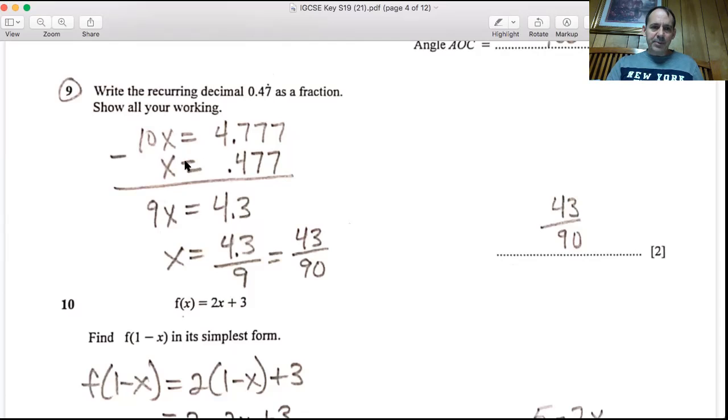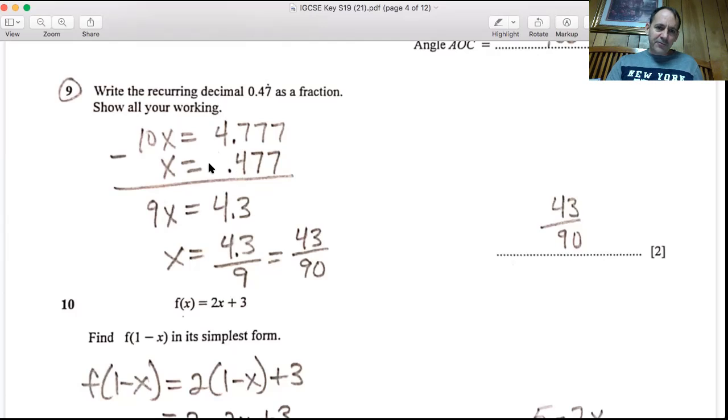So 1 digit repeats, we multiply by 10. So we get 10x equals 4.777. Now remember, these 7s keep going. I didn't write dot, dot, dot. And now we're going to subtract. Since all of these are 7s from here on out, when we subtract, all those 7s that go out here will cancel. And this one, 7 minus 4 is 3 on this side of the decimal.